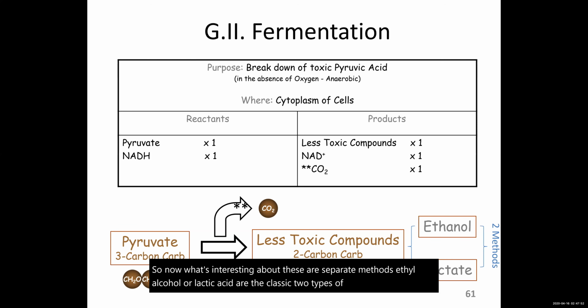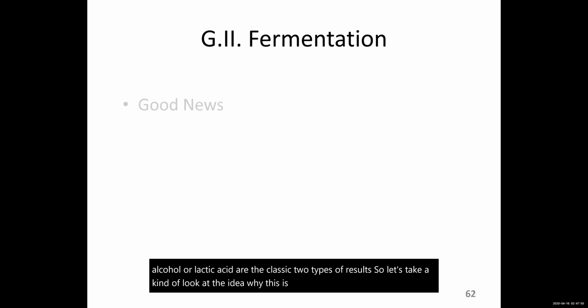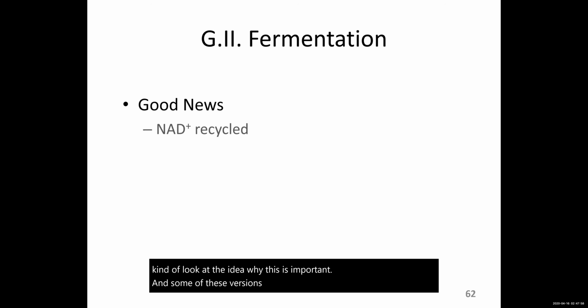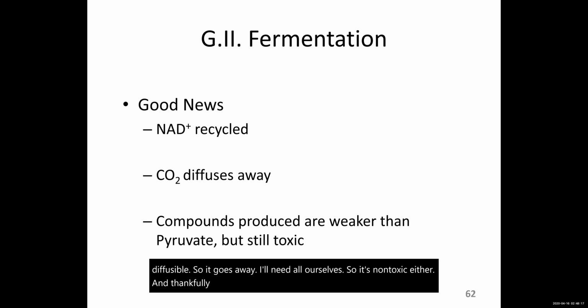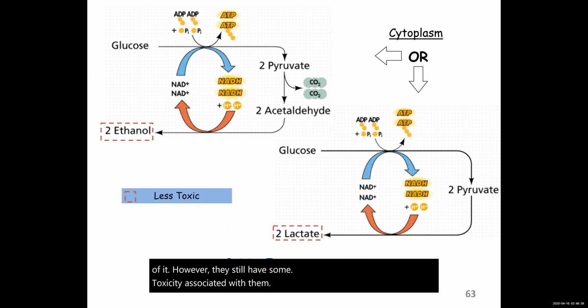Let's look at why this is important. In some of these versions, when we break down this fermentative step, we recycle our energy carrier, so we got back our NAD. That's a good thing. The carbon dioxide that we produce is readily diffusible, so it leaves all our cells and is not toxic either. And thankfully, the compounds that we produce are not as bad as pyruvate. However, they still have some toxicity associated with them. What we're going to look at here is a summary of those reactions, either the production of ethanol or the production of lactate after glycolysis.